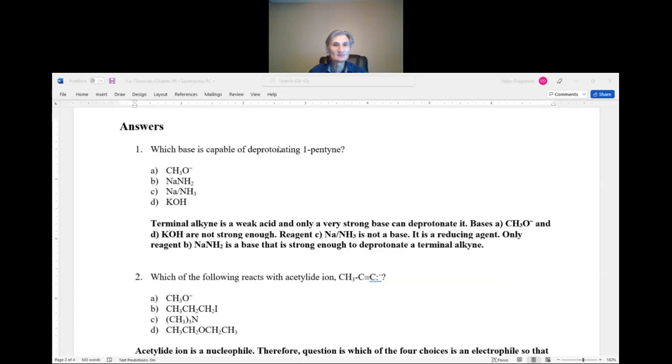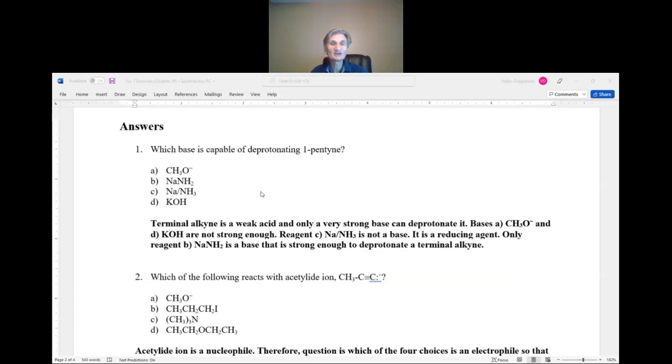Now, methoxide is strong but not strong enough, and the same goes for potassium hydroxide. Neither of them is strong enough to deprotonate one pentyne to a significant extent. Sodium in ammonia is actually a reducing agent. That reduces triple bonds to double bonds. That's dissolving metal reduction. That's not a base at all. So sodium amide is the strong base. Sodium amide is a very strong base, and that one can deprotonate a terminal alkyne, and then the product is an acetylide.